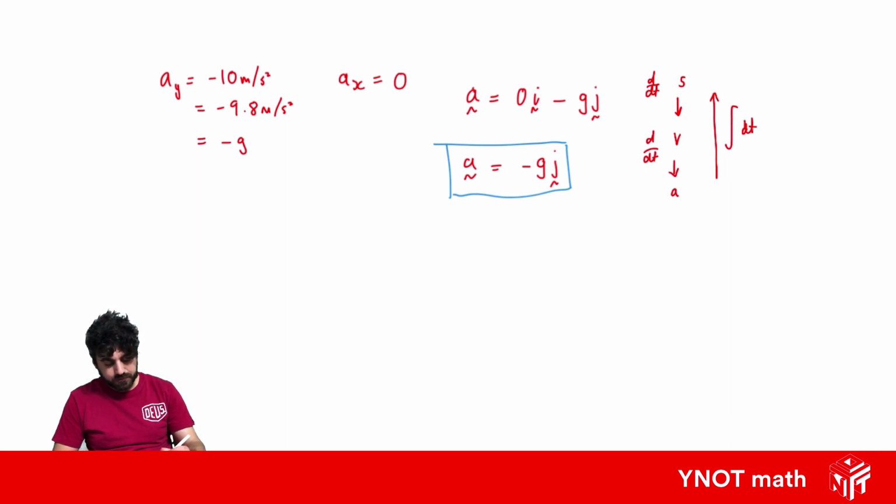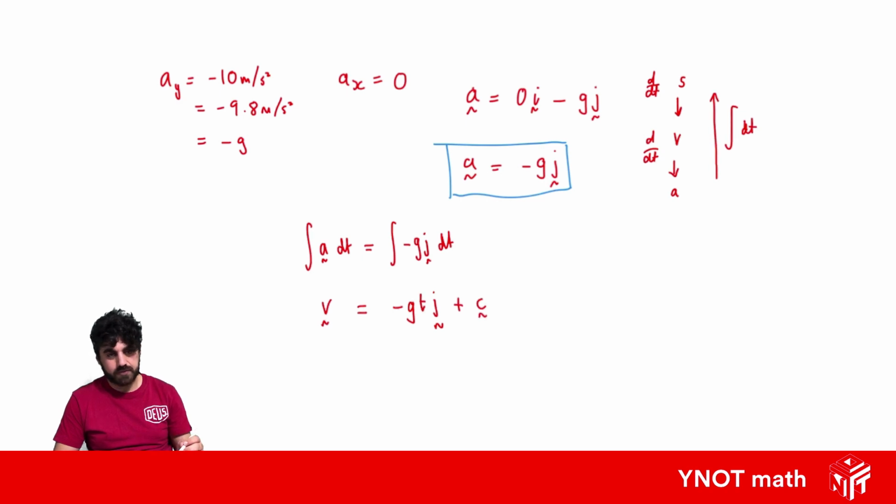We're going to integrate both sides here. So we take the integral of a with respect to time and the integral of minus gj with respect to time. The integral of our acceleration vector is just going to be velocity. And the integral of minus g with respect to time is just going to be minus gt j plus a constant vector. We could have added the constant on this side and then brought them together to make a new constant, but that's the same result. Now to find that constant, we need to use some initial conditions.